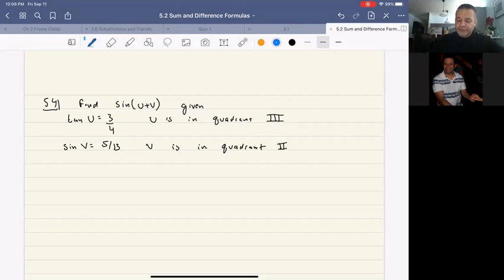Okay, so let's go ahead and I'm going to draw a picture. But first, let's do the equation. So sine of u plus v. Remember, we're using the sine addition formula. So I'm just going to write it. It's sines, they mix the sine and cosine, and they have the same sign.